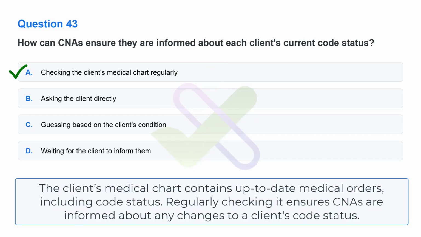The correct answer is A. Checking the client's medical chart regularly. The client's medical chart contains up-to-date medical orders, including code status. Regularly checking it ensures CNAs are informed about any changes to a client's code status.